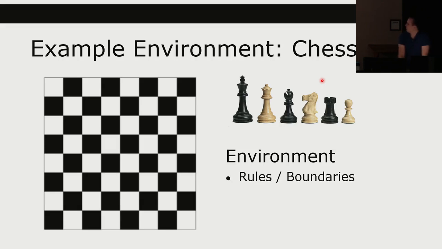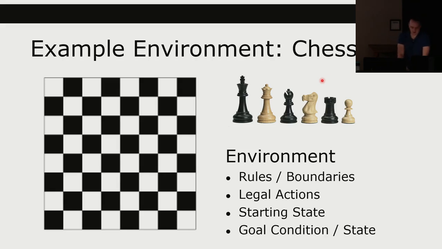It also has the rules and the boundaries. So, for example, pawns can only capture on a diagonal, rooks can go as far as they want in a straight line, up or down, bishops can move on a diagonal, etc. So those are the legal actions. It defines the starting state of the game. So you have to put your pieces in a particular configuration to start the game.